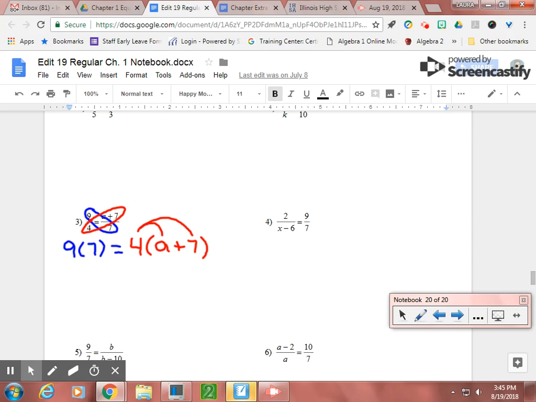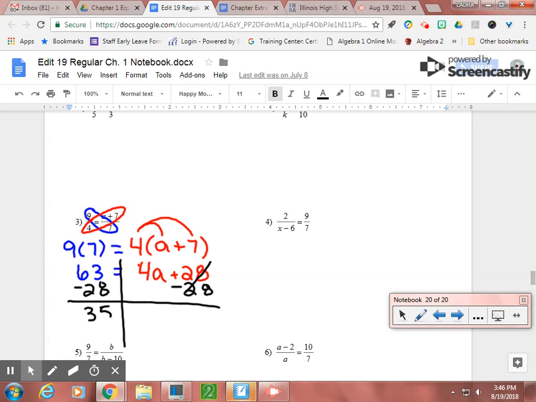So in my blue, first, 9 times 7 is 63. And then in my red, we're going to distribute to get 4a plus 28. Okay, so now I want to get my variable by itself. So I'm going to move the 28 to the other side. So when you do 63 minus 28, you get 35 equals 4a. You're trying to get a by itself here, so divide by 4. And we're just going to leave that as the fraction 35 over 4.